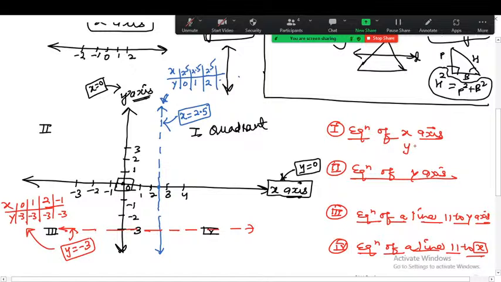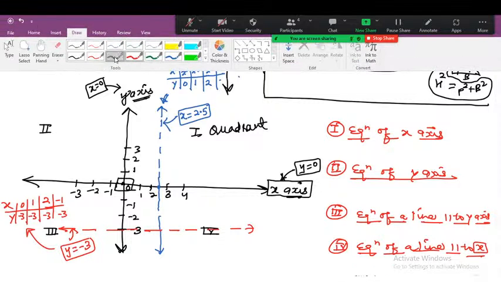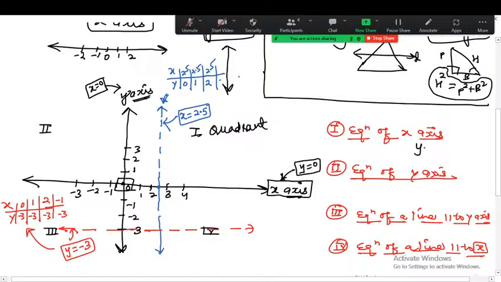I'm using different color. Equation of x-axis is y is equal to 0. What about equation of y-axis? x equals 0. Equation of y-axis is x is equal to 0. Equation of a line parallel to y-axis.